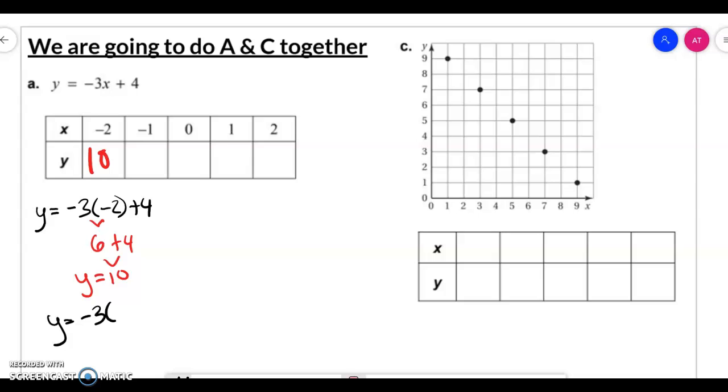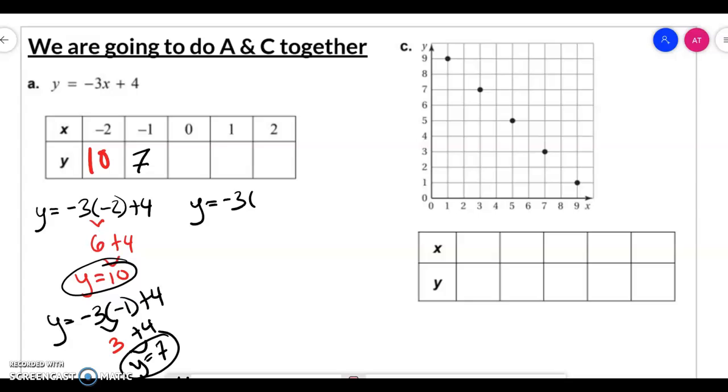So then let's try -1. Negative and negative make a positive. 3 plus 4 is what? 7. So we have 7 for our second one. And this is just going to continue on. As you can see, if I plug in 0, it's just going to be 0 plus 4. So our next one is just going to be a 4.